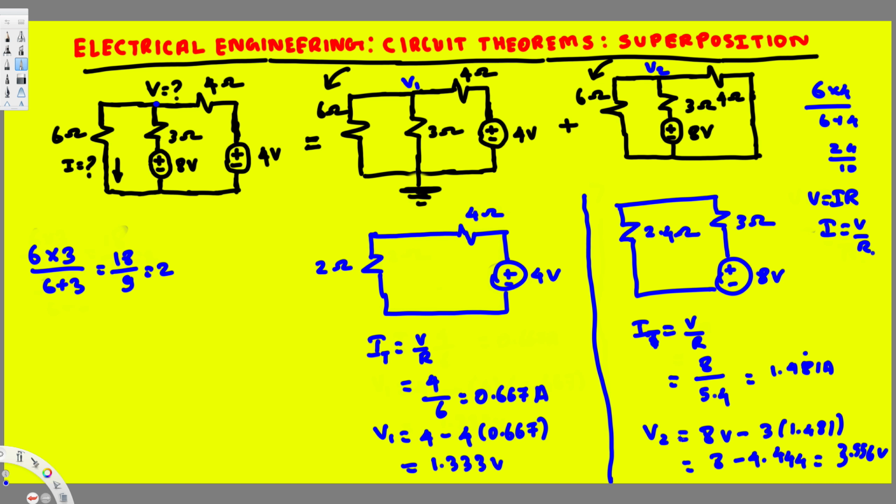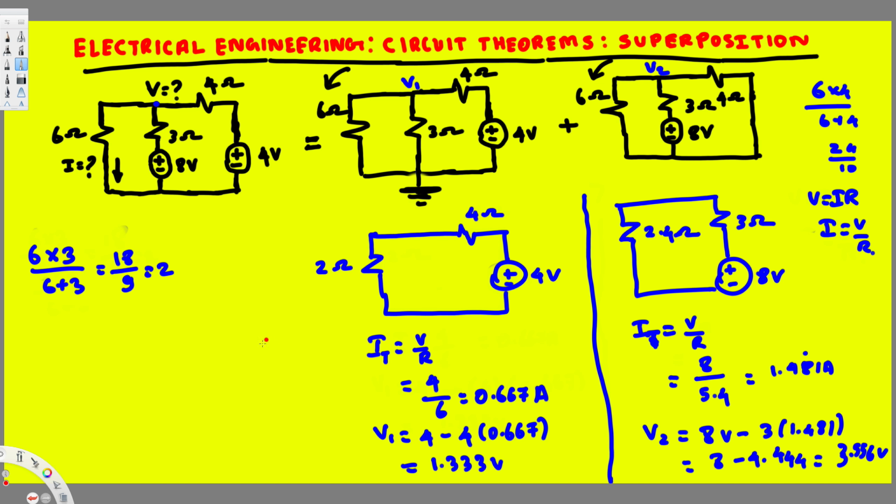So now we have V2 and V1 and these two currents. Now we can go ahead and find the current through this 6 ohm. Before we do that, we have this current and this voltage, but to find the current through this 6 ohm, we have to first find individually. Now let's go ahead and do that.